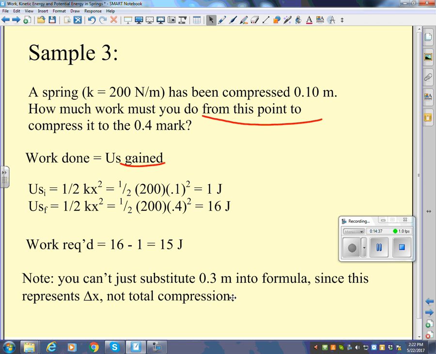Now, you should note you can't just substitute 0.3 into the formula, since this represents the delta x, not the total compression. So if you were to do 0.3 in there, that would be how much work would be done to compress it from 0 to 0.3. So you can't actually do that this time. You have to actually find the initial and the final and then subtract.